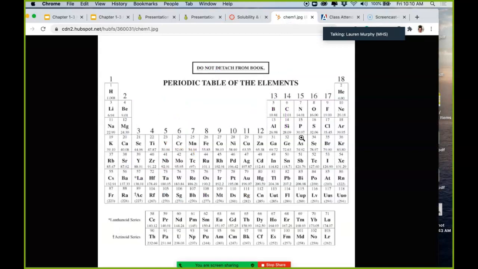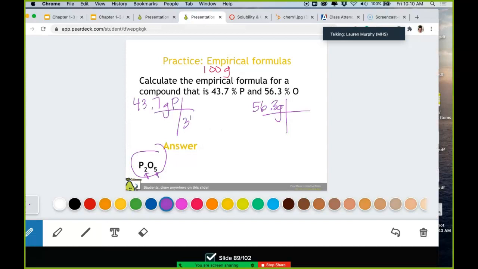That's not too hard. Find phosphorus on your periodic table. It's right here, 30.97 grams per 1 mole. And oxygen is 16 grams per 1 mole. And you divide these out. I'm going to give you a second to do that, and I'm going to do it as well. This is 1.4-ish moles. This is 3.51875-ish moles.